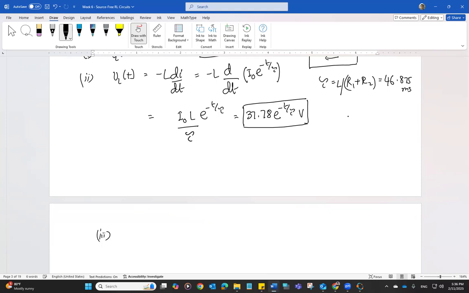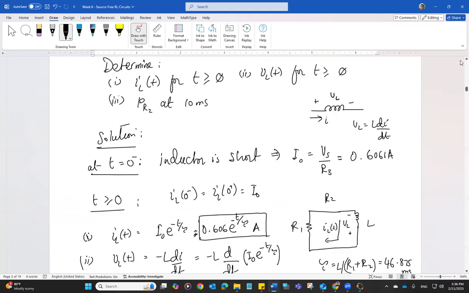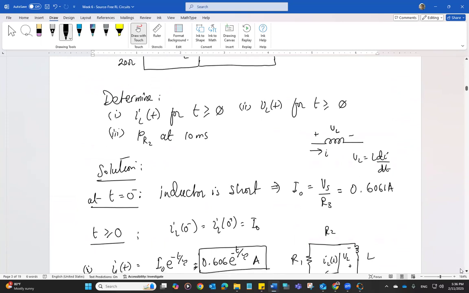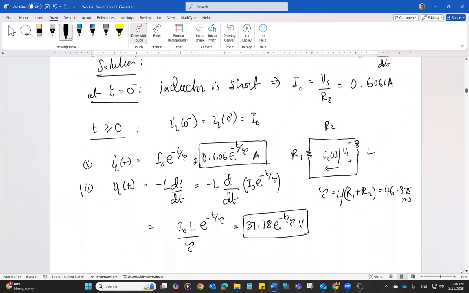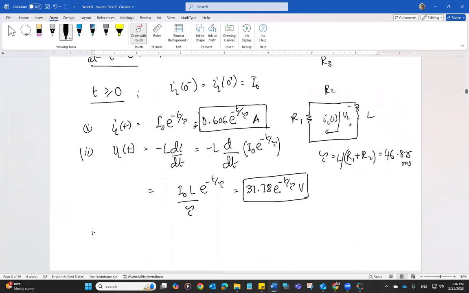All right, part number 3 is the power in R2 at 10 milliseconds. And actually, let me do part 3 here.